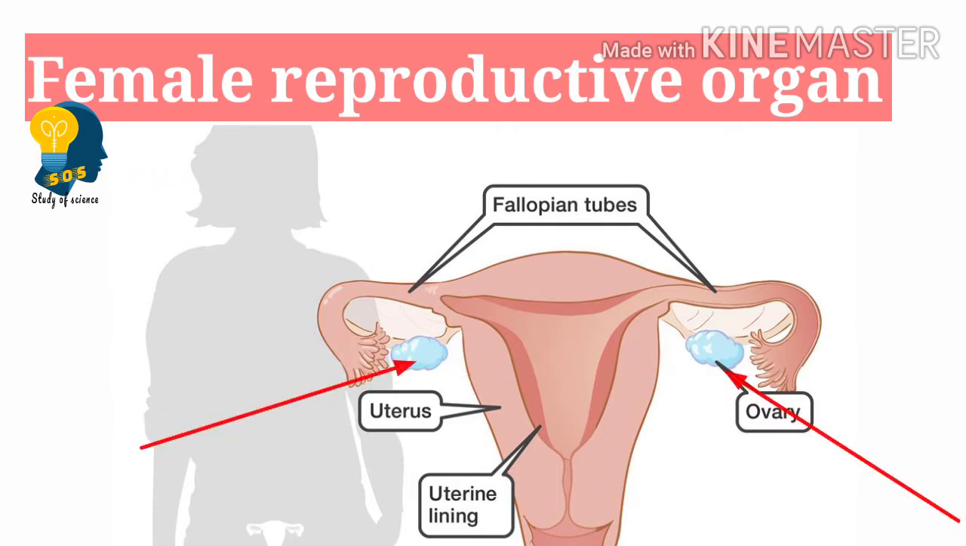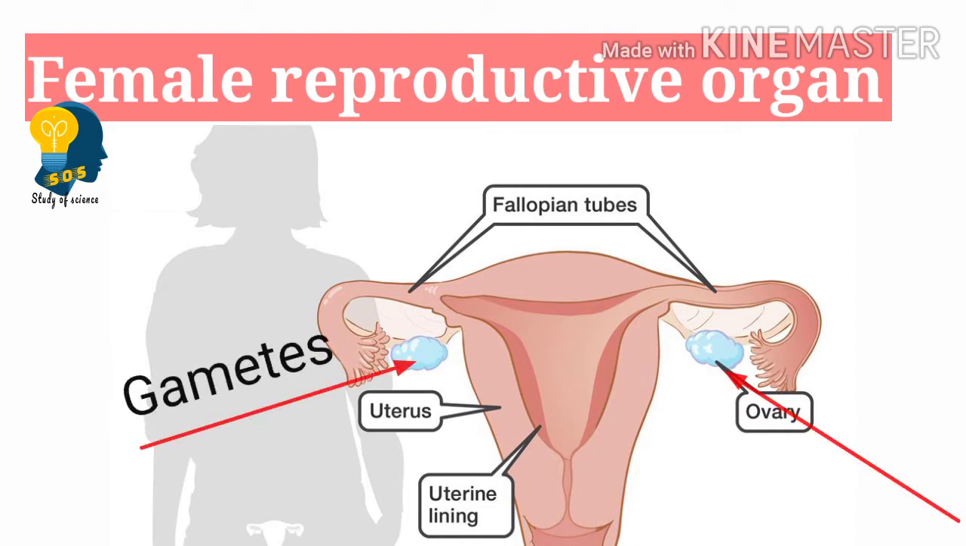Then what is the function of ovary? What is the importance of the presence of ovary in the human female reproductive organ? The ovary produces the gametes. What are gametes then? Gametes are called the sex cells, right? So this ovary produces the female sex cells. That means the female gametes, which are called ovum. Ovum is also called egg.